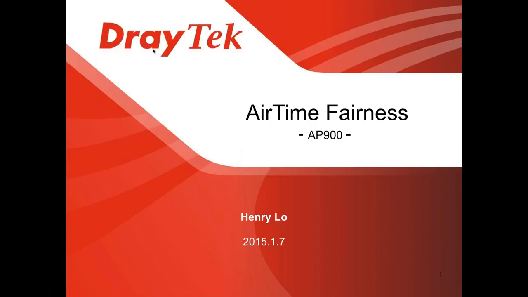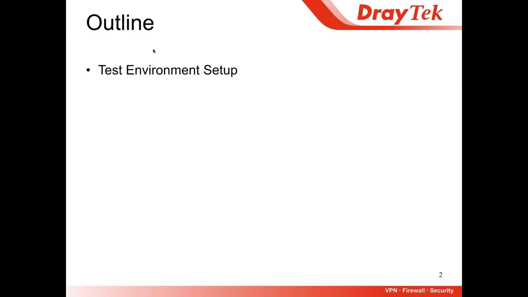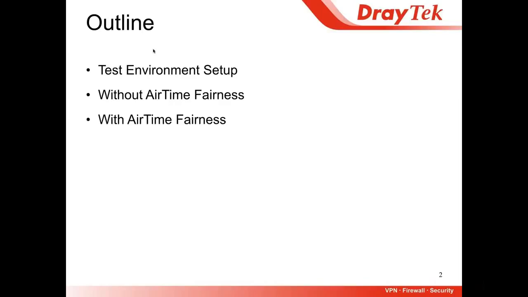Today the topic is airtime fairness on AP900 115. This is the outline. First, I'll tell you how we set up the test environment. Without airtime fairness, we do the Wi-Fi performance test. And then we enable airtime fairness and do the Wi-Fi performance test again. And then we compare the results.